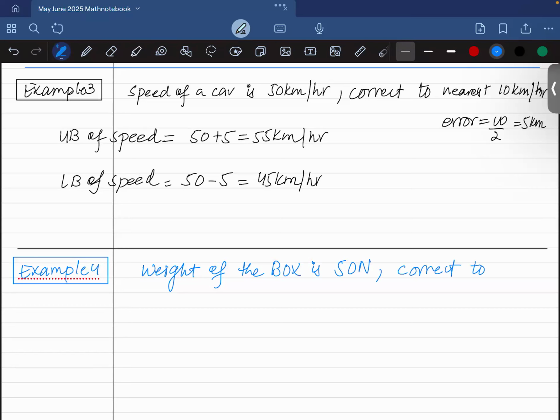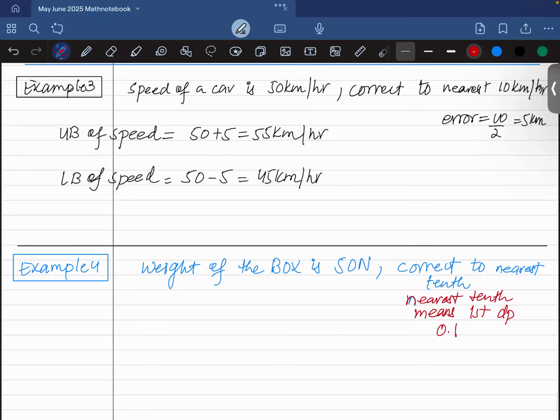Correct to nearest tenth. Now you can see one thing here. I wrote here, correct to the nearest tenth. And I told you, what does nearest tenth mean? First decimal place. So nearest tenth means first decimal place. DP means decimal place. So it would be 0.1. So 0.1 divided by 2 would be 0.05. Am I right?